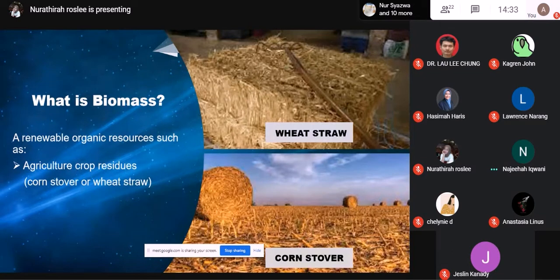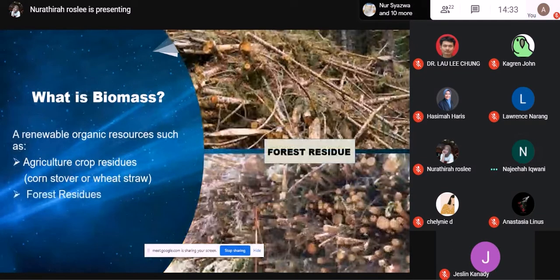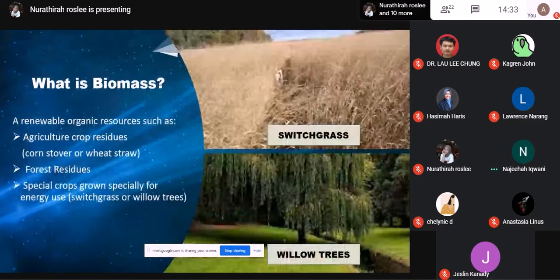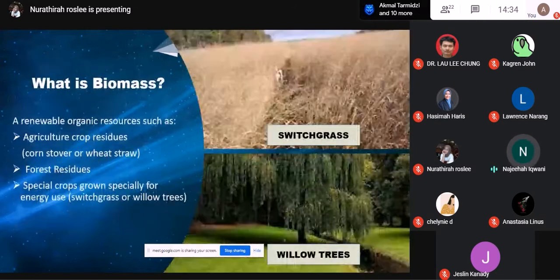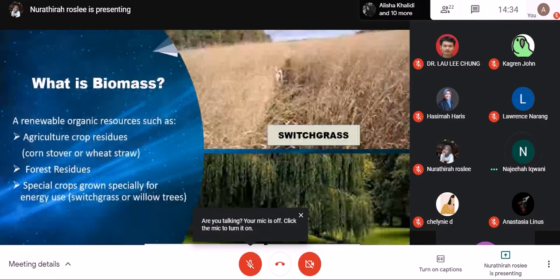Next, it is also forest residues. And also special crops grown specially for energy use, which are switchgrass or willow tree, and also organic municipal solid waste, and animal waste.